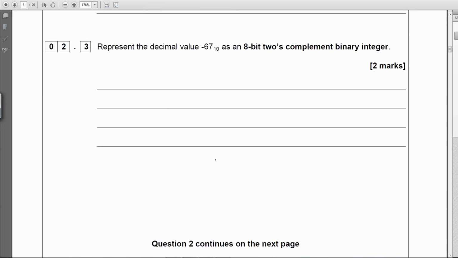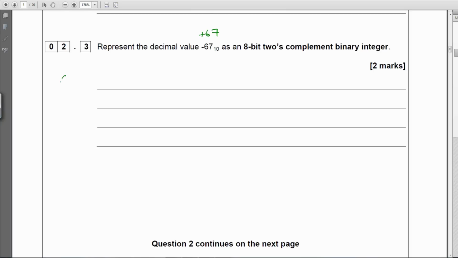Right, next question. It asks us to represent the decimal value minus 67 using 2's complement, as an 8-bit 2's complement binary integer. So 2's complement is a way to represent a signed number, so I don't think you need to know of any other methods to do this. There's a couple of ways you can get 2's complement. The first thing I always want to do is work out what the positive 67 is, and the positive representation in 2's complement is the same as the unsigned representation.